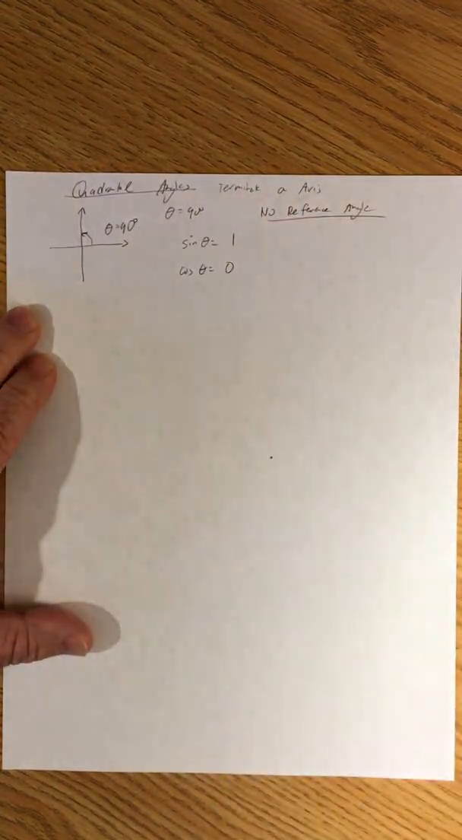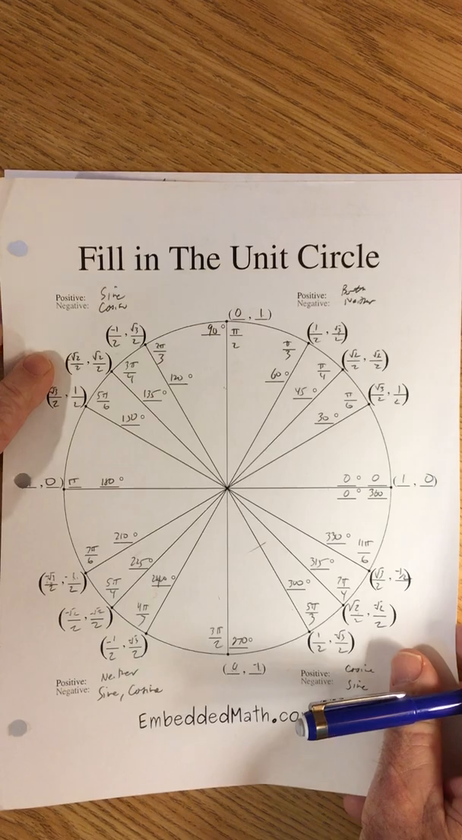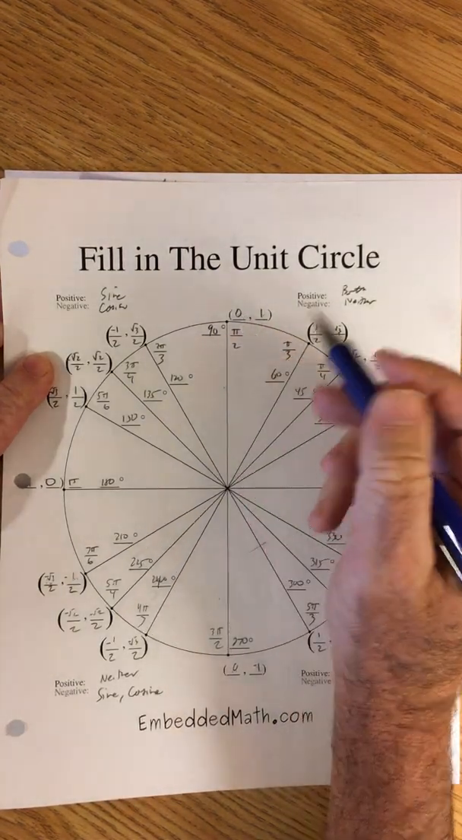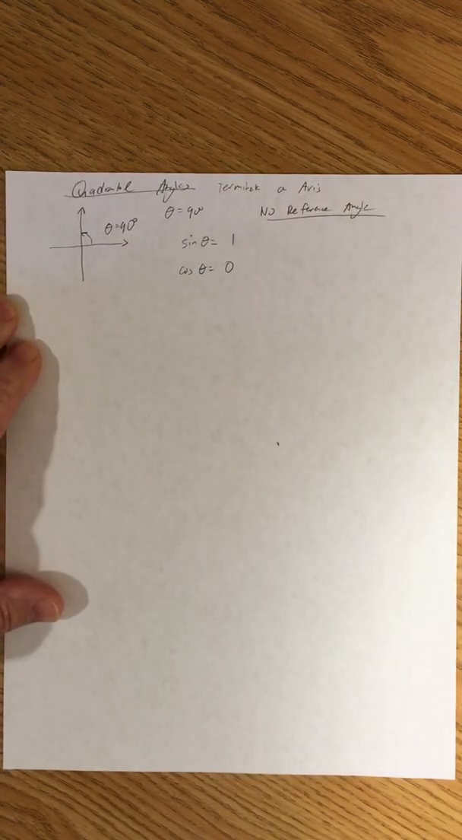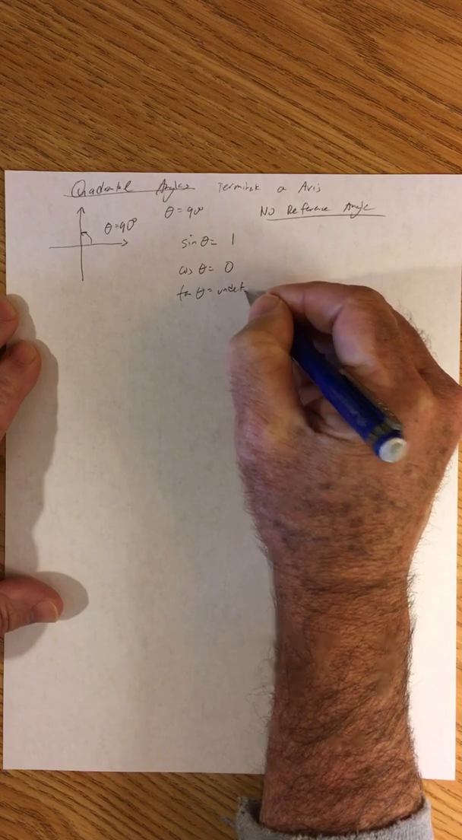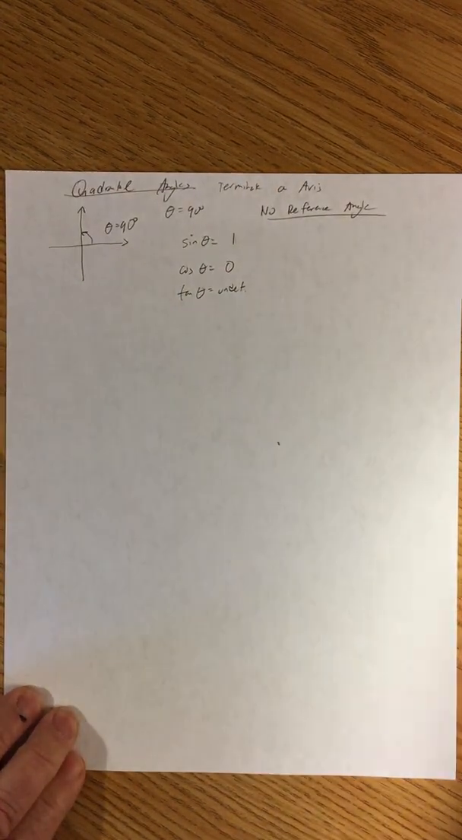Okay, now the tangent is the y divided by the x. 1 divided by 0. Well, 1 divided by 0 is undefined. Tan of theta is undefined. There is no tangent at that value.